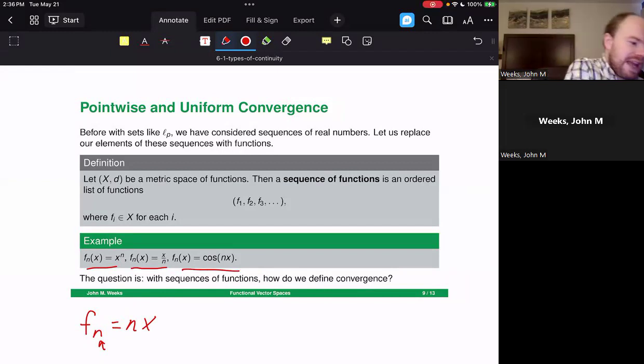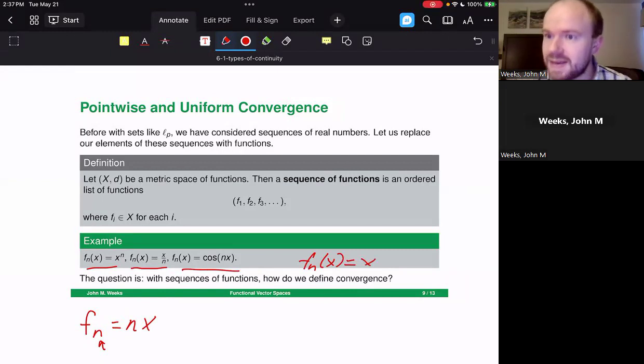Now, I could have even just said f sub n of x is equal to x. That's a constant sequence with respect to thinking of this in terms of functions, because as I iterate my n value and make it larger, my function does not change. This would be a constant sequence of functions.